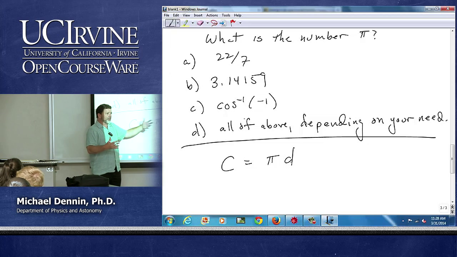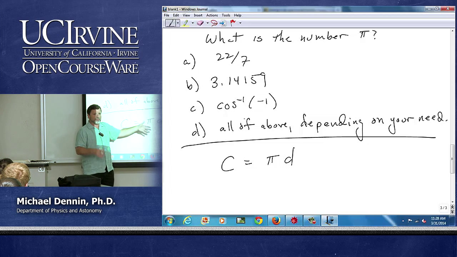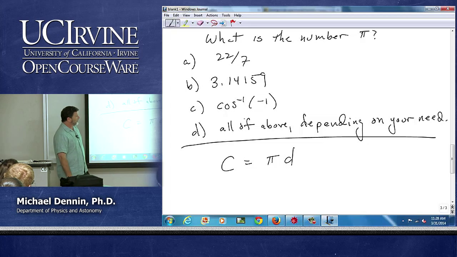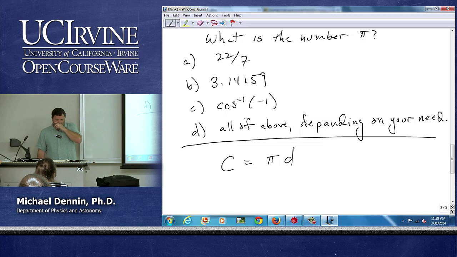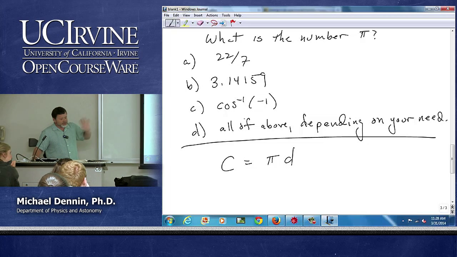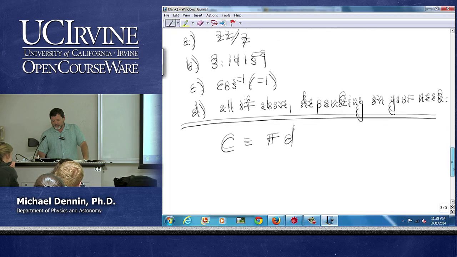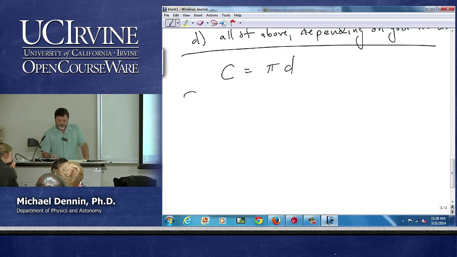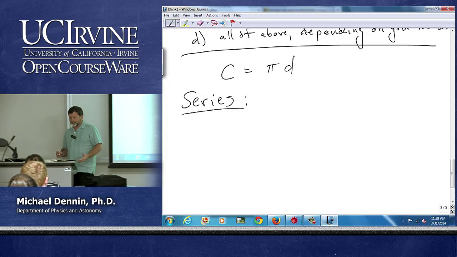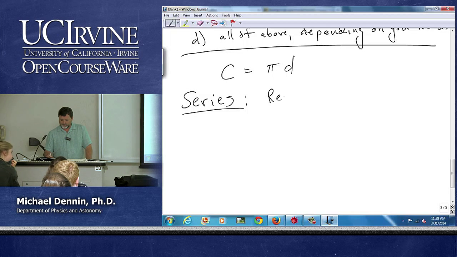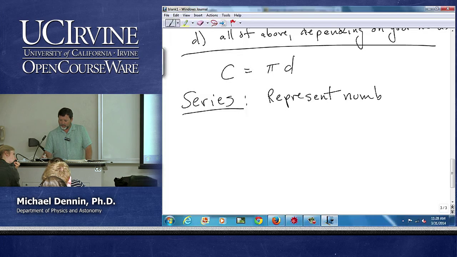And the Greeks discovered that. In a sense, we discovered pi. And it's an interesting number. And of course, it's an irrational number, so its decimal representation goes on forever. Why do I mention this? Well, we're going to be talking about series. And one of the first uses of series is to represent numbers. And we often forget about this and don't think about it.